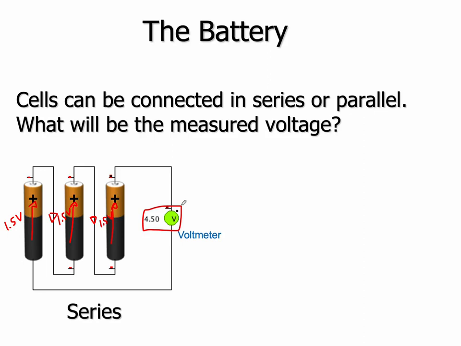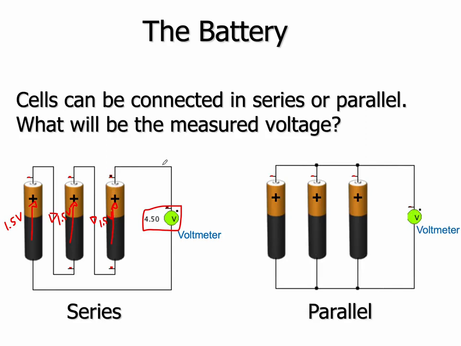It's going to read a total of 4.5 volts. Why? Charge goes through this first one, gains 1.5 joules in every coulomb. Then it goes through this one, gains an additional 1.5 joules for each coulomb. Then goes through this one and gains another additional 1.5 joules per coulomb, giving us that. Now, what happens if you put them in parallel?